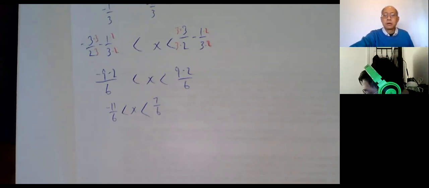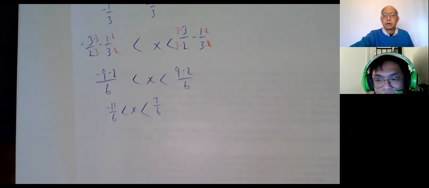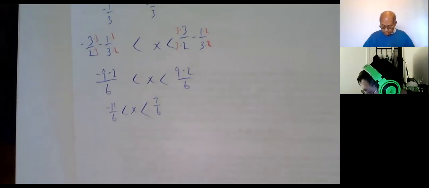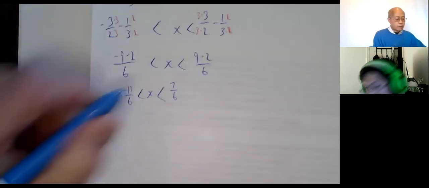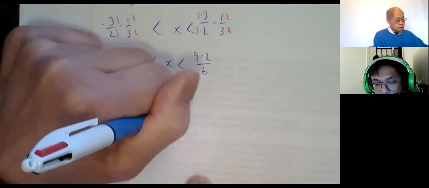Right. I just need to know how to answer, like the negative 11 over 6 or 7 over 6. Oh, you can just leave it like that. Oh, I can leave it like that? Yeah, leave it like that. Now, does it ask you to graph it on a number line? So that would be like negative 1 and 5/6, right? This is 1 and 1/6.